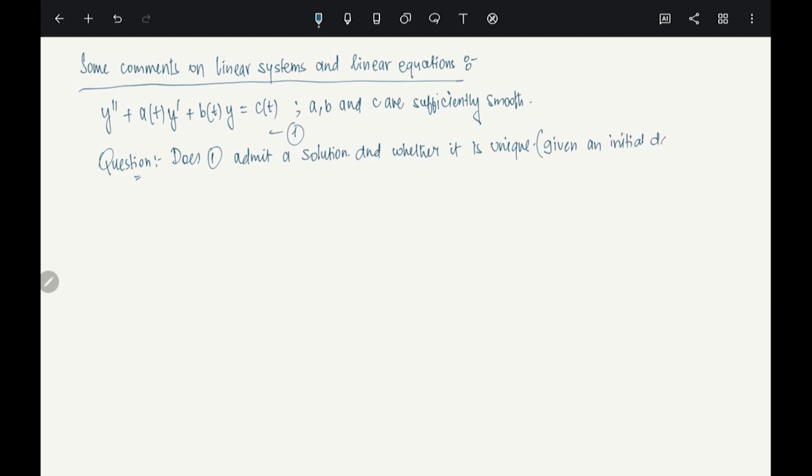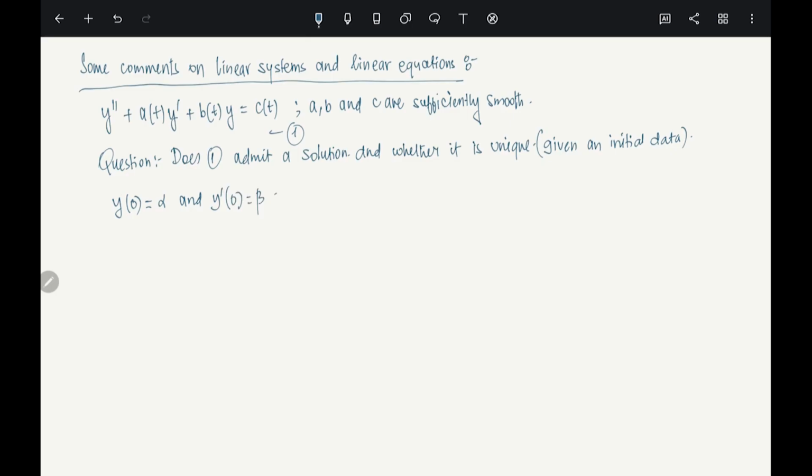So what that initial data may be, let us just write it down. Let's call y at the point 0 is alpha, and y prime at the point 0 is beta. Let's just call that.